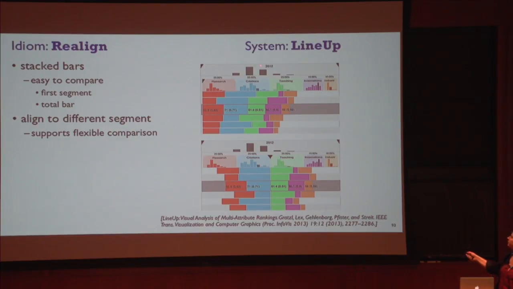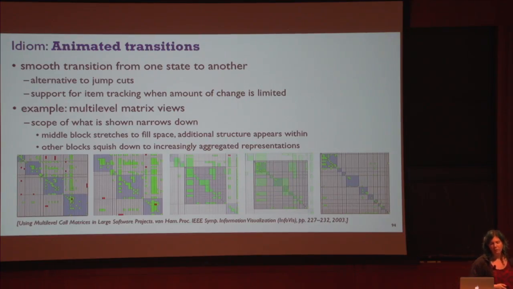So in an interactive system, you can just change, give me a different alignment point. And now what you can easily compare is the length of the blue versus the length of the green. It's no longer so easy to compare the full bar or the first one. So that's an example of basically the same visual encoding, but you've interactively changed the alignment. What else can we do?